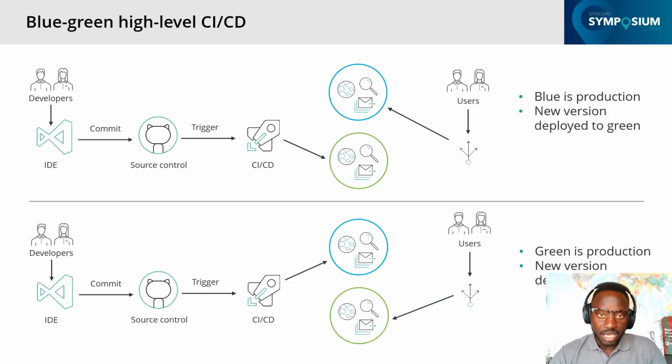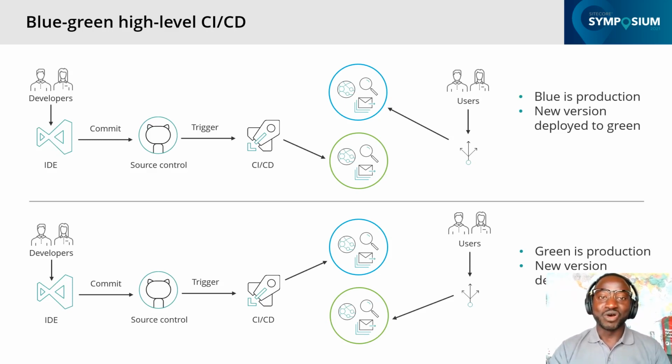Moving on, this infographic here shows a fairly high-level CI/CD pipelines for implementing the blue-green deployments. On the top section, it shows the blue environment is currently the production environment, and our end users are accessing this environment. When we have a new version of our Sitecore application, we deploy that to the green environment without affecting our live users, thus achieving zero downtime deployment.